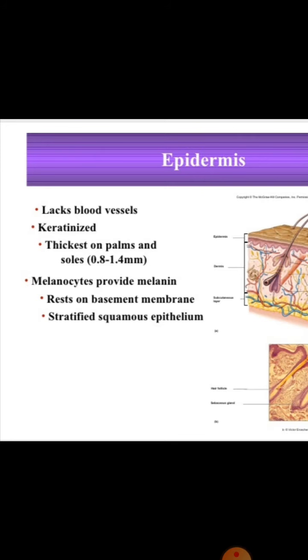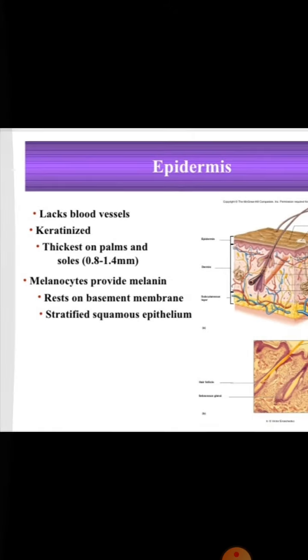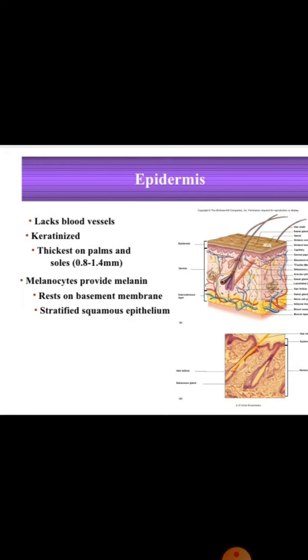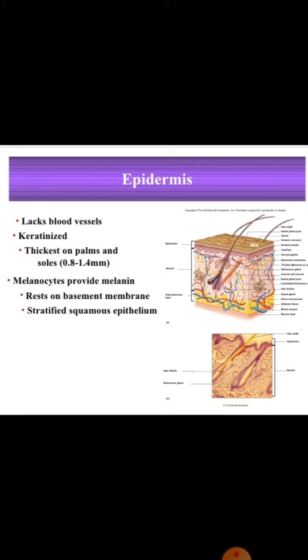Then melanocytes provide melanin. Melanin is a pigment that is responsible for the color of the skin. If it is more, then skin would be black in color. If it is in small quantity, then skin is very bright and very good in color, that is fair in color. Then melanocytes provide melanin, and rest on the basement membrane. These melanocytes, I mean cells, are present over the basement membrane, the stratified squamous epithelium.